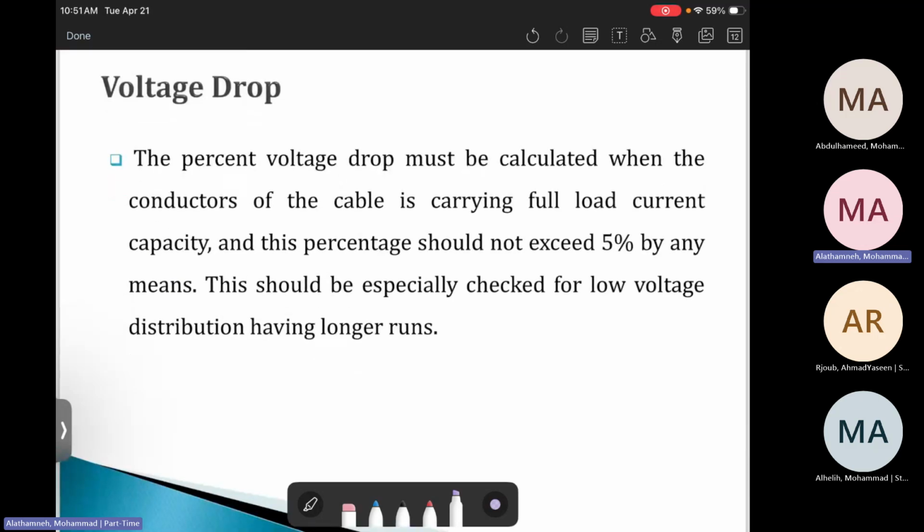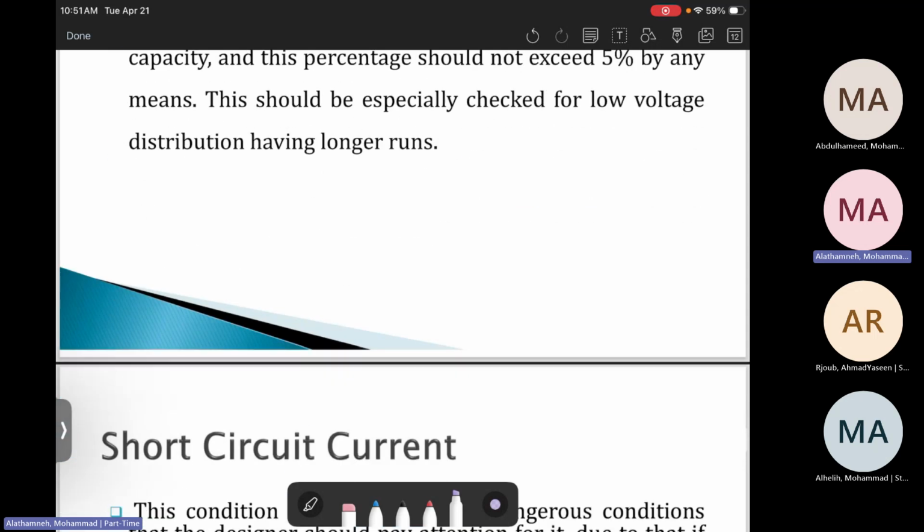Voltage drop. The percent voltage drop must be calculated when the conductor of the cable is carrying full load current capacity, and the percentage should not exceed 5%. That's our target. The voltage drop must not exceed 5%. If it exceeds, then there will be some penalties or something undesired that we don't want.